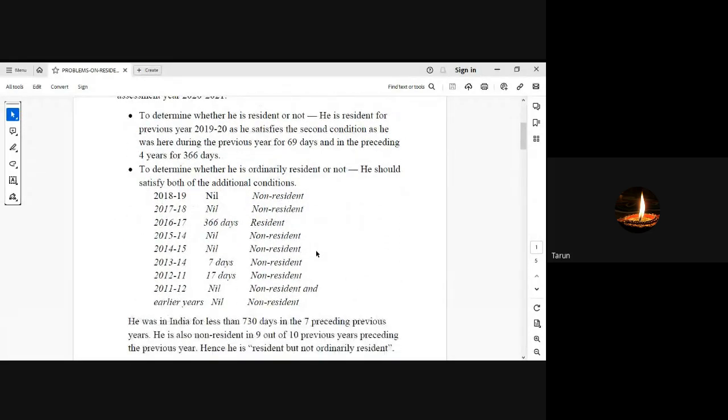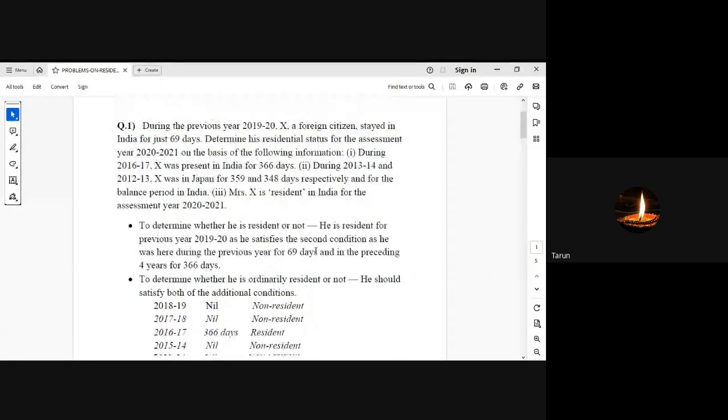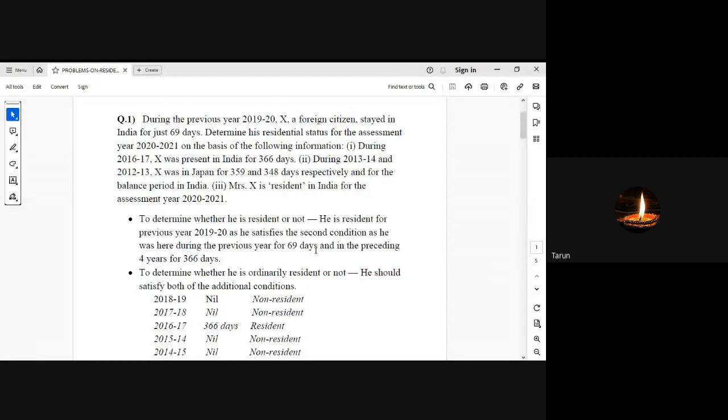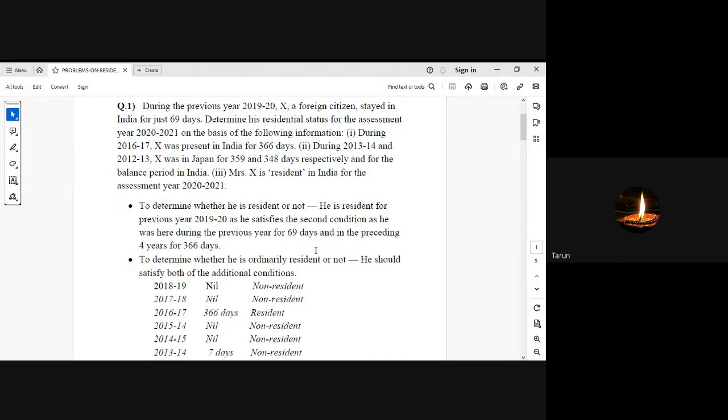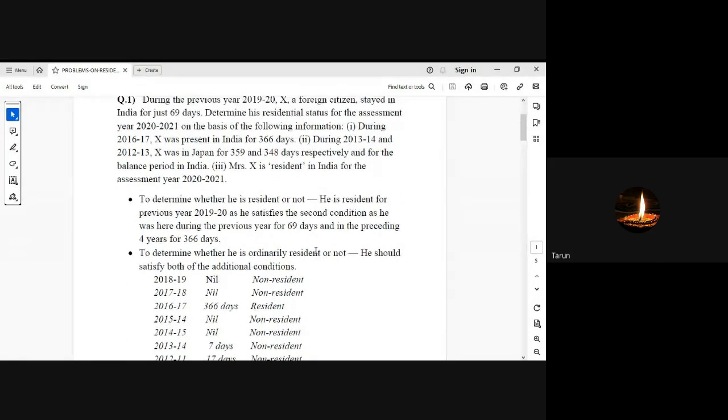In those particular years, we need to find out whether he is resident or non-resident. So for 2018-19, is any data given to you? What is the assessment year? The assessment year is 2020-21, right? So the previous year is 2019-20. So the assessment year you get to know, and the previous year you get to know.